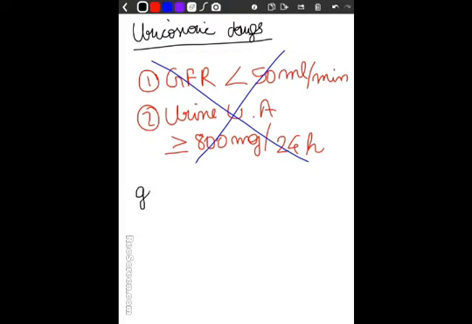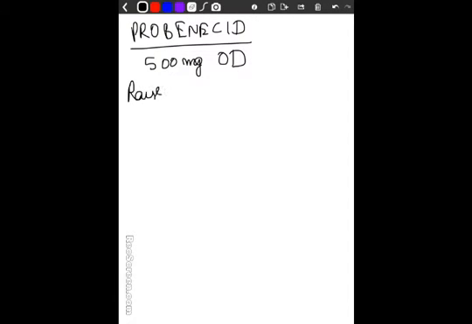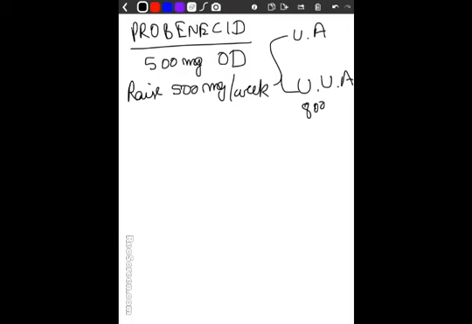And also you have to give high fluid to these patients while giving uricosuric drugs, and also you may have to alkalinize the urine before giving uricosuric drugs. Okay, and this includes mainly two drugs. One is probenecid. Here the starting dose is 500 milligram OD and you can raise it by 500 milligram per week till either the uric acid level becomes normal or the urinary uric acid becomes 800 milligram in 24 hours. The maximum dose of probenecid is 3000 milligram.